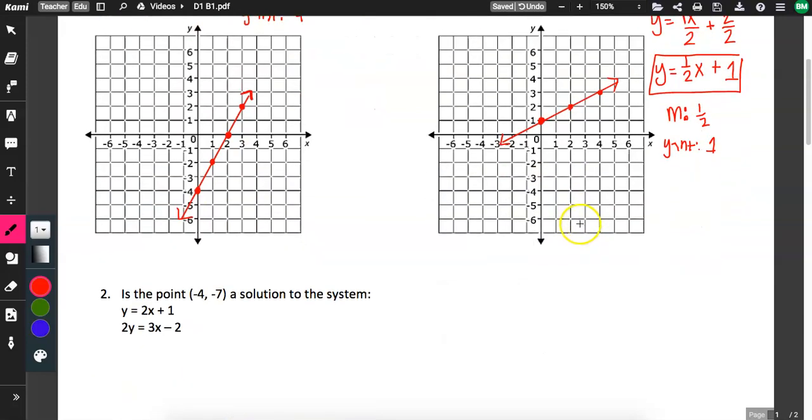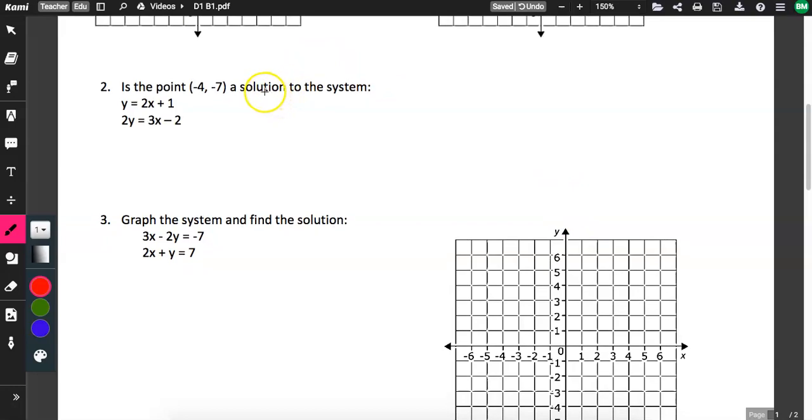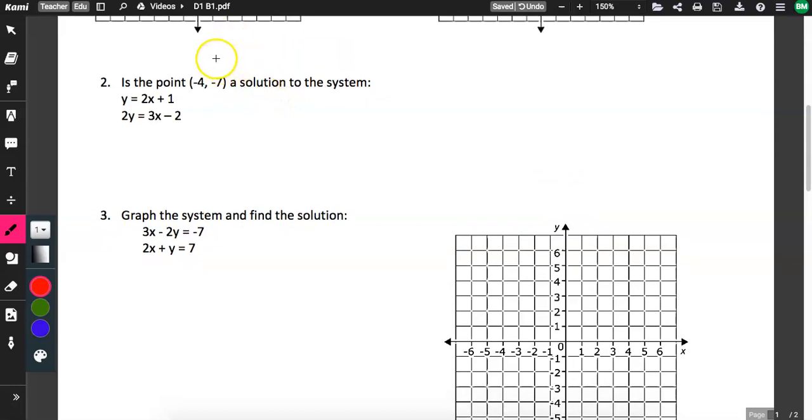So let's start looking at systems here. The first problem we'll do with systems is just checking whether a certain point is a solution. So we have a point, x, y. A system is when we have two equations and two variables. So we have a y and an x, and we're trying to figure out the value of both variables.